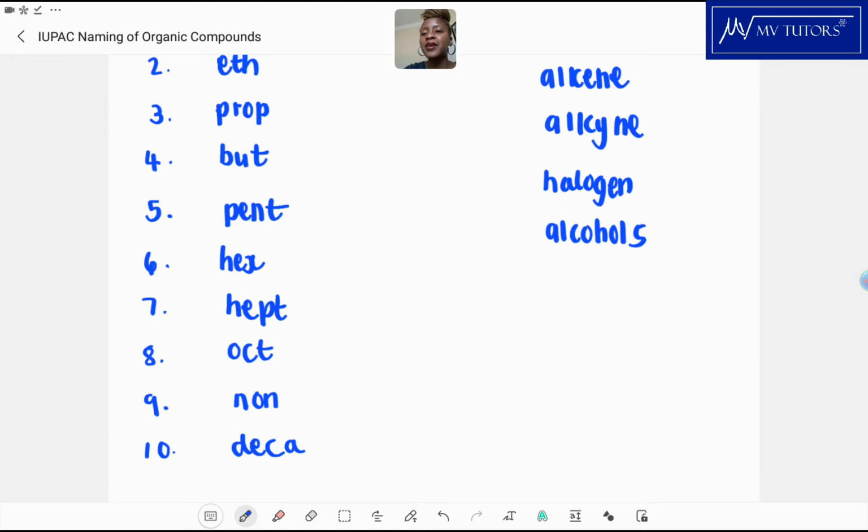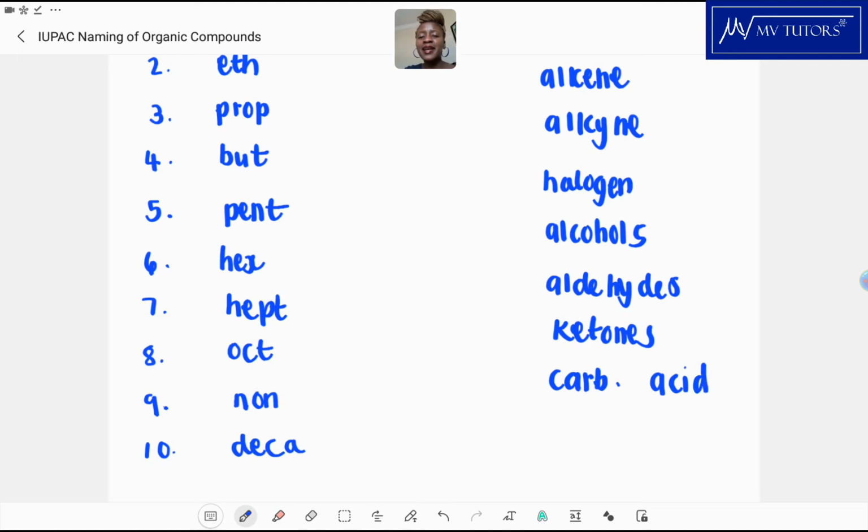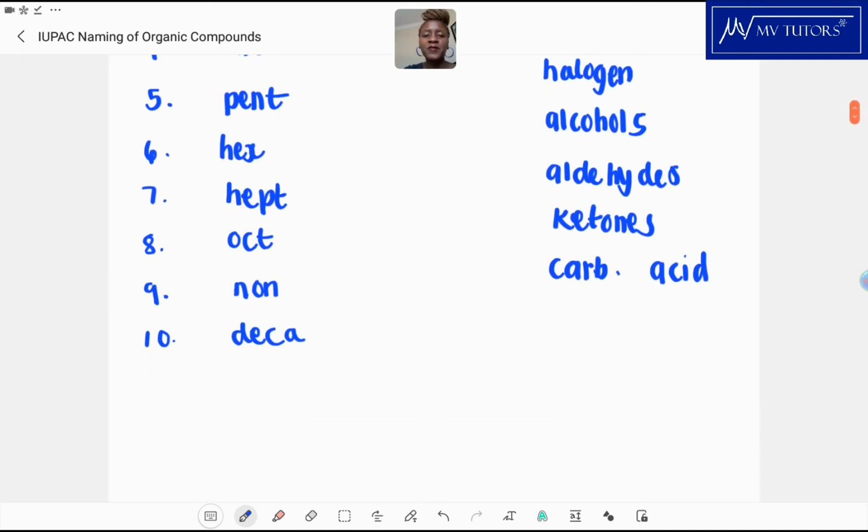Then we have your aldehydes, your ketones, your carboxylic acids, and then you have your esters.